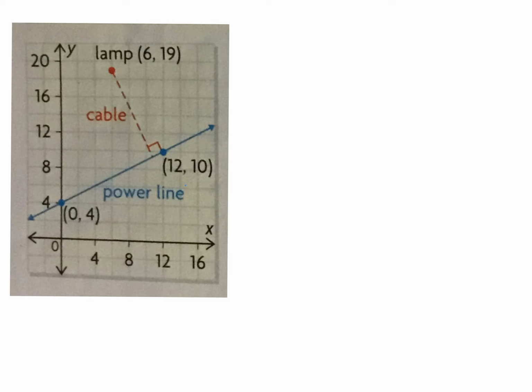Is there's a power line. So let's call this line point A, B, okay? And then there's a lamp. I'm going to put that at point C. So you're given all the coordinates.